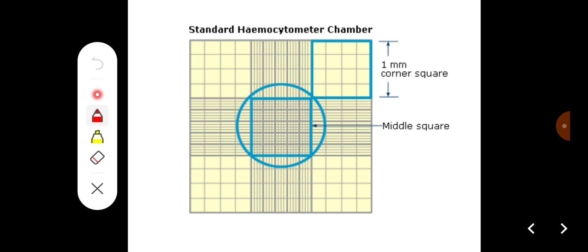So this is the Neubauer etched area, which is divided into 9 equal squares, and the peripheral squares are called corner squares, which are denoted as upper left, upper right, lower left and lower right, and each corner square has been divided further into 16 smaller squares. And the central square, which is usually utilized for the counting of RBCs, has been divided into 25 small squares by triple lines.